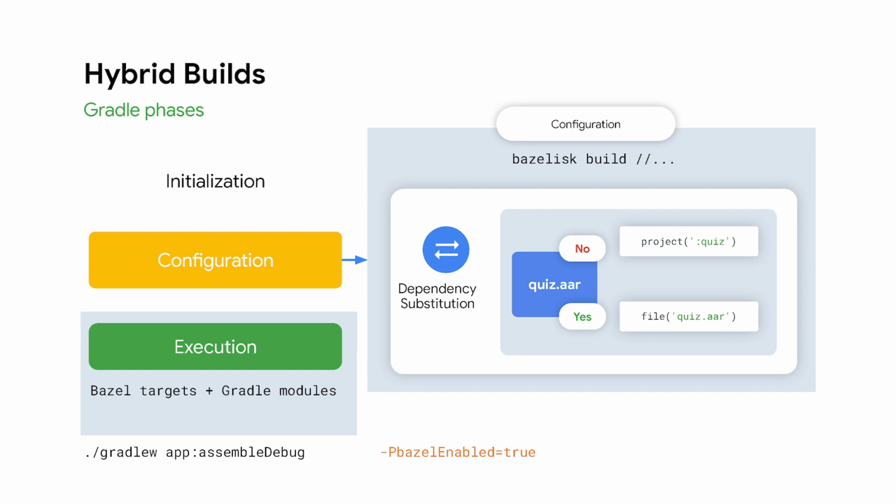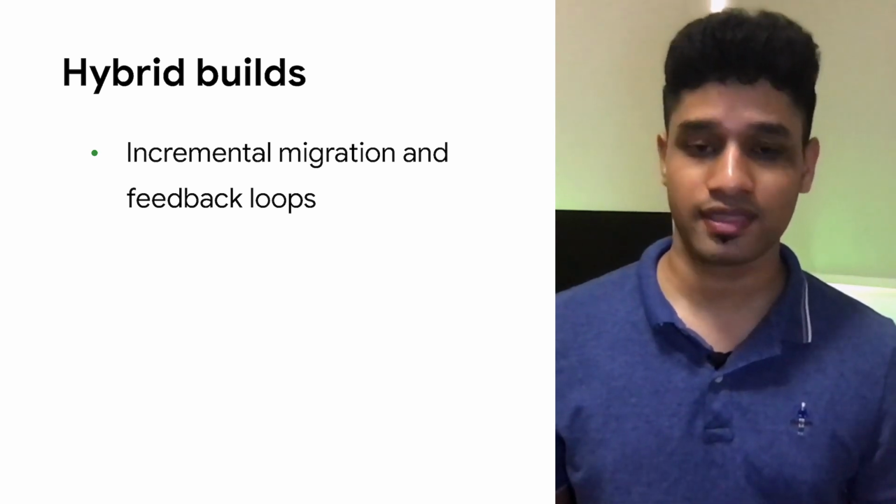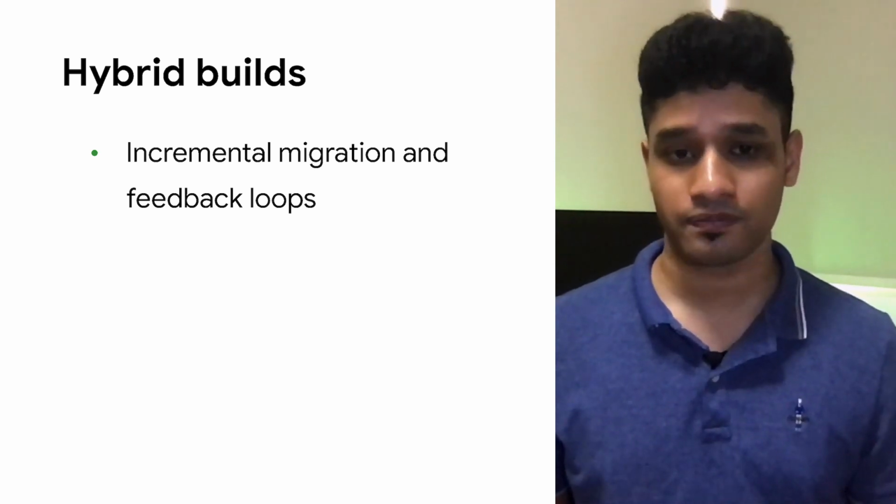Grazel does this on the entire project graph, and finally, when the execution phase begins, we use the already compiled Bazel targets and then the non-migrated Gradle modules. The entire process can be controlled via a single flag called Bazel enabled. Having such a flag also means that we can run parallel builds on our CI and have strong feedback loops on whether the whole Bazel migration scripts are correct. Having a hybrid build adds the ability to incrementally migrate the project and have feedback loops along the way.